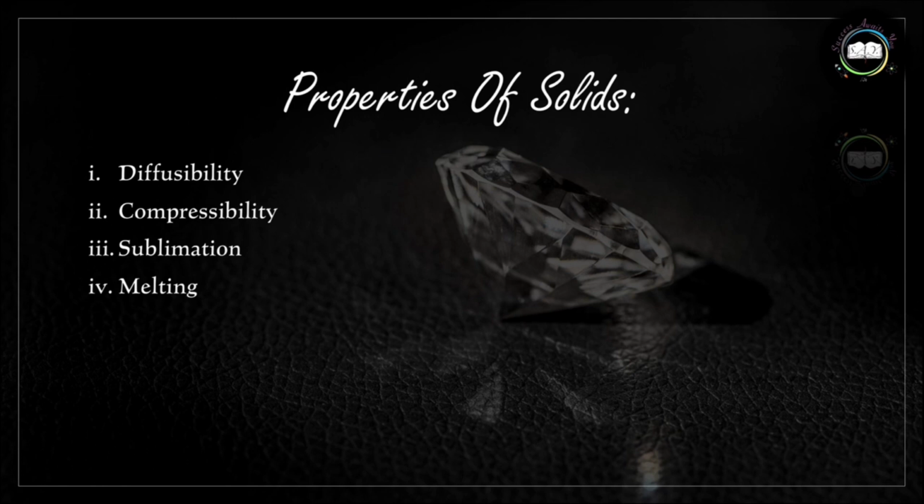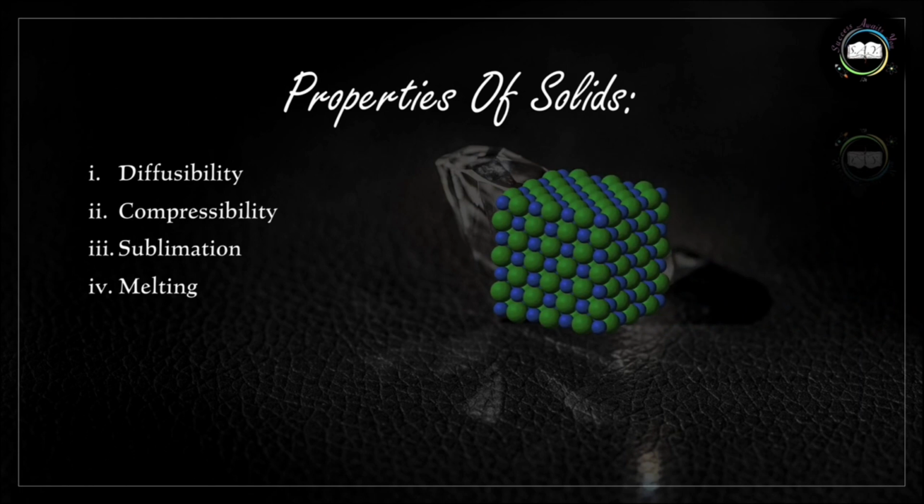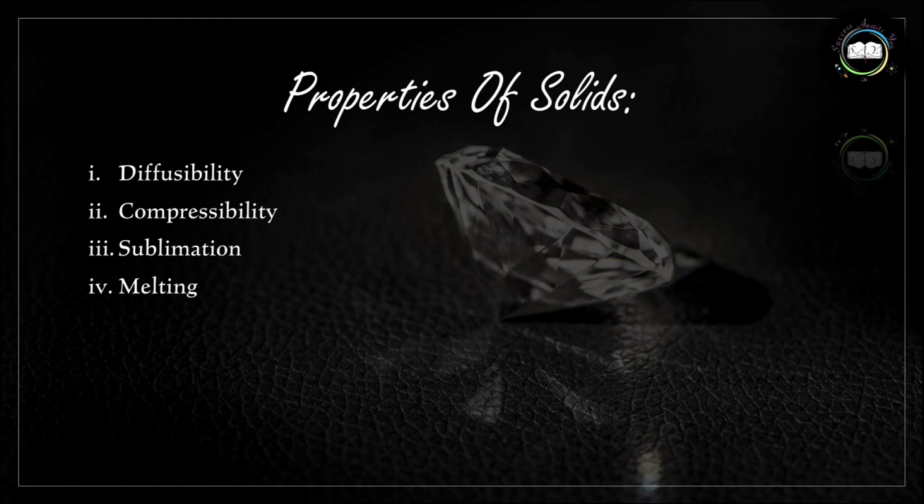Number 2, compressibility. The compressibility of solids is nearly zero in terms of KMT. The particles of solids are so tightly bound together that only a little space is left. So we can say that by applying pressure on solids, no change in volume is observed. So the solids are compressible to a negligible extent.